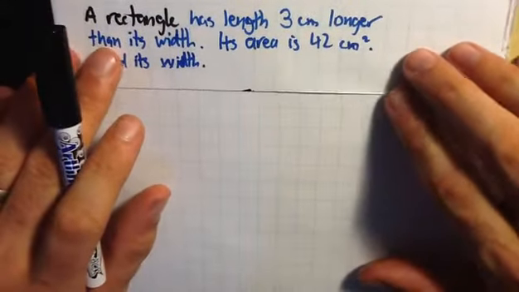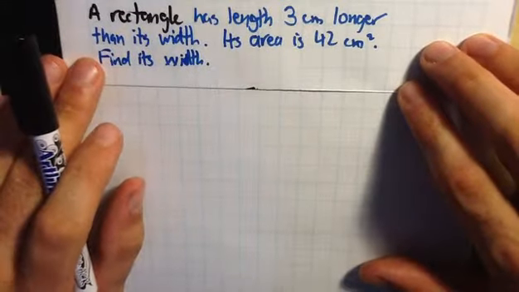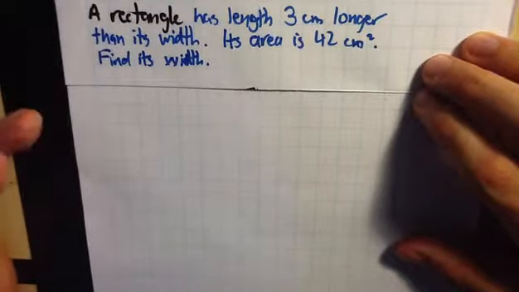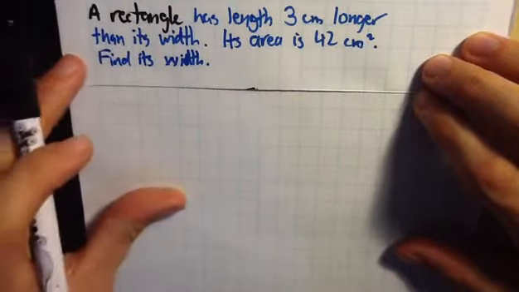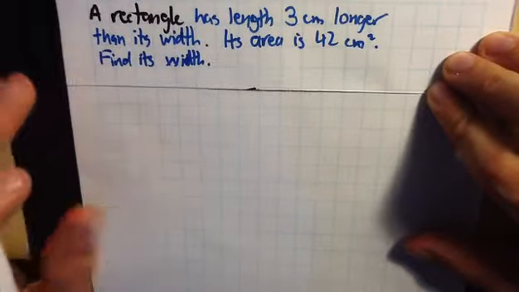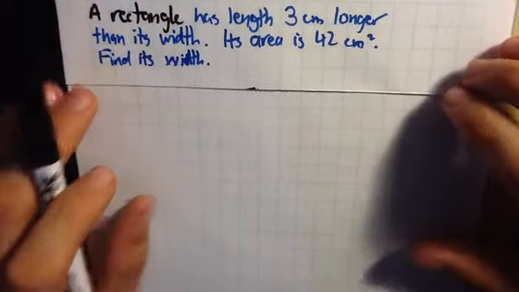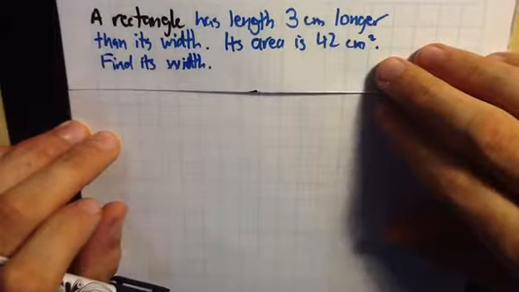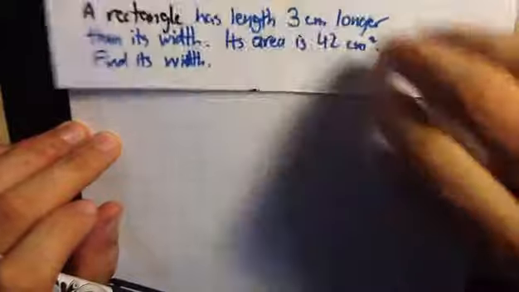So with problem solving, you pretty much always need to get a diagram and then from that diagram come up with an equation, okay? And that's usually the difficult part, coming up with the correct equation. Okay, so a rectangle has length 3 centimeters longer than its width. Its area is 42 centimeters squared. Find its width.